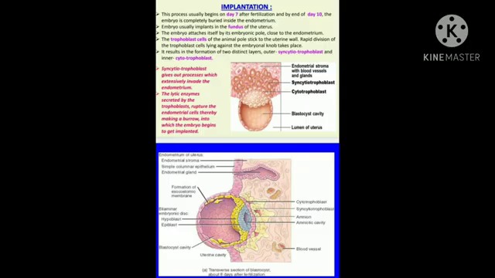The trophoblast cells of the animal pole have the power to stick to the uterine wall. Rapid division of the trophoblast cells lying against the embryonal knob takes place. It results in the formation of two distinct layers, and these layers are called as what? Syncytiotrophoblast and cytotrophoblast. So all this happens in the implantation process.